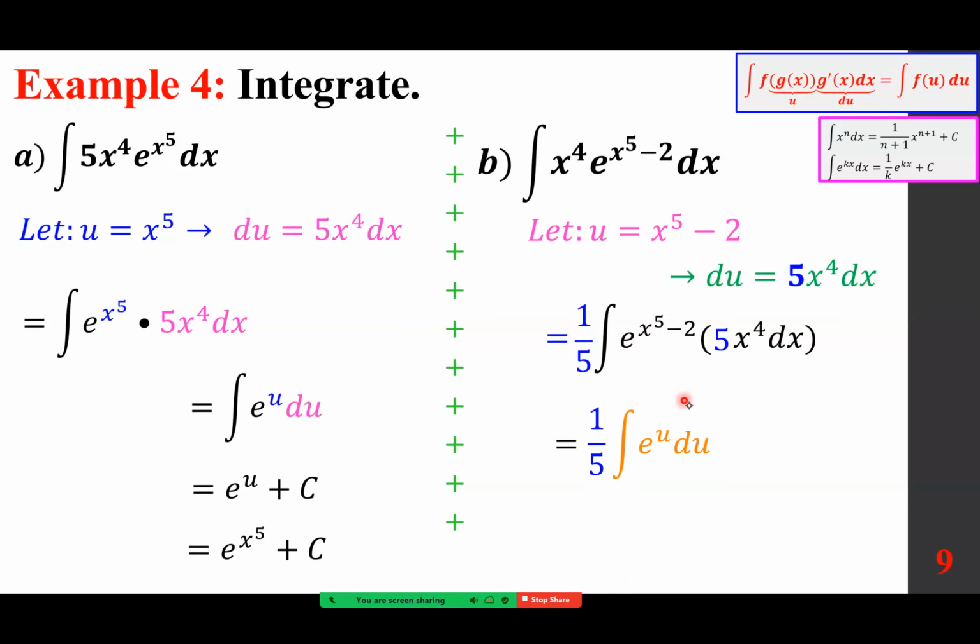So 1/5 e to the power of u and a constant, and the u is replaced with x to the power of 5 minus 2, and we are done. As always, if we differentiate this, we should get this one without the dx.